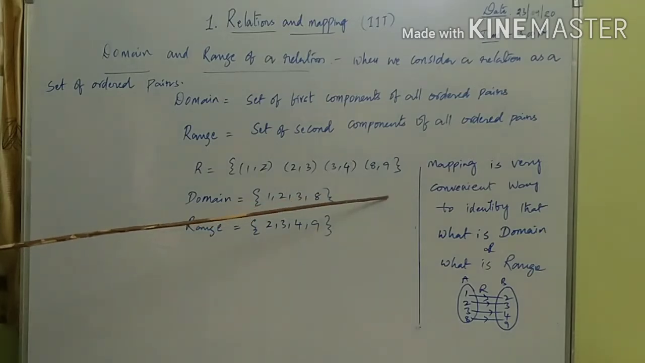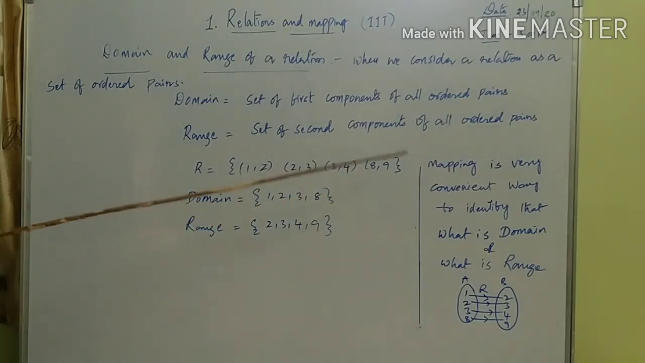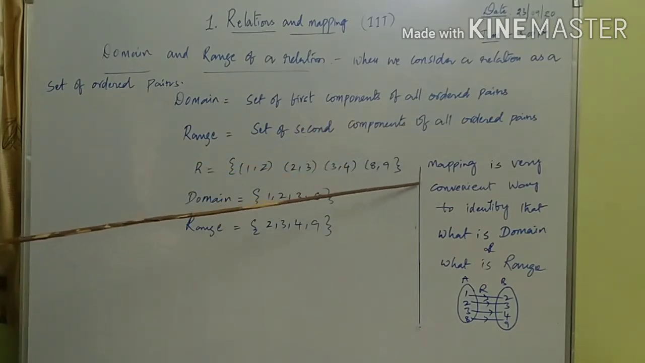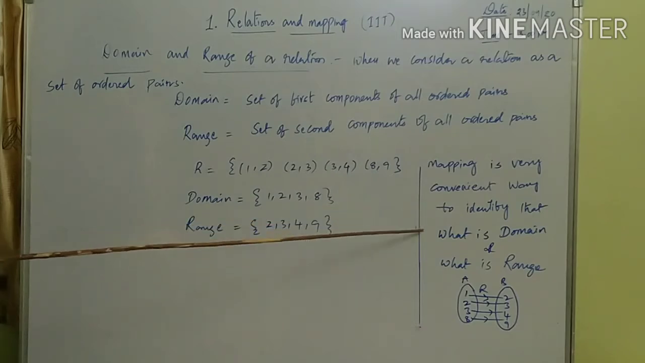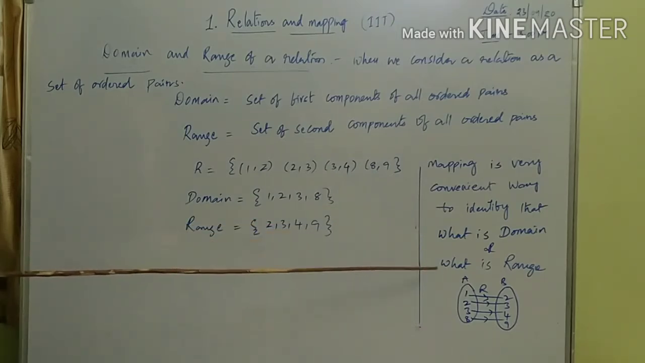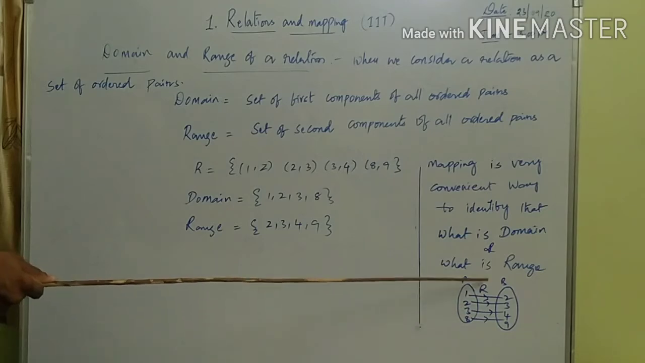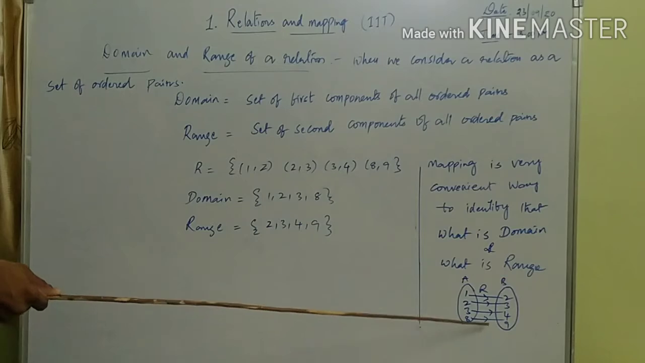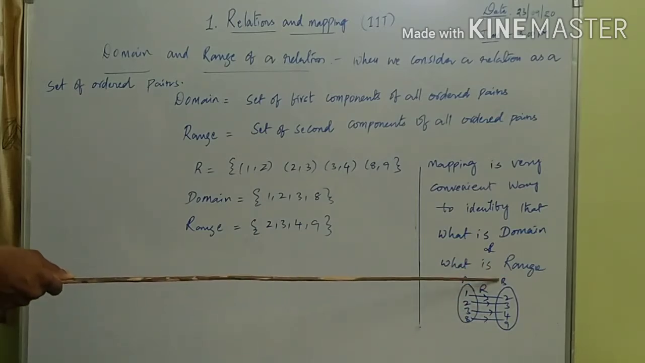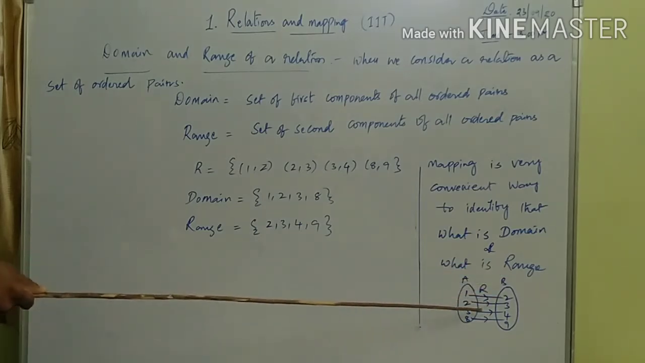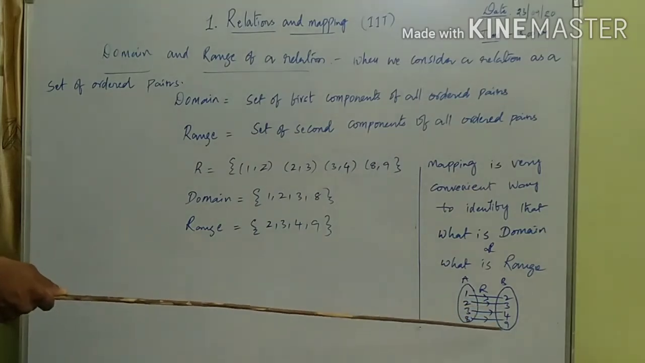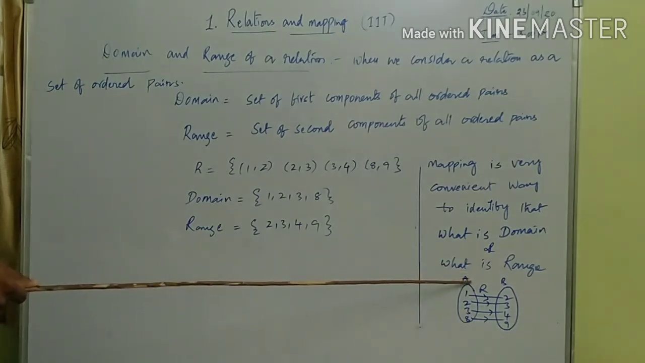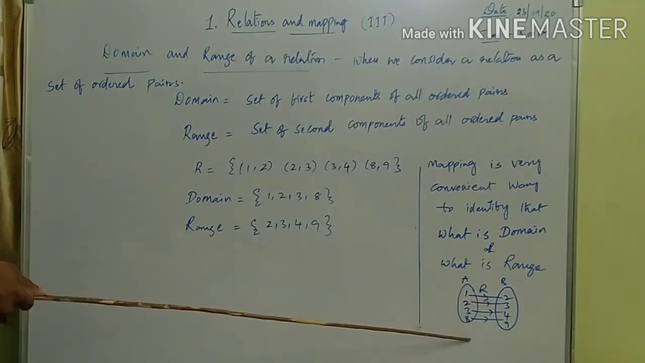So mapping is a very convenient way to separate the domain and range from ordered pairs, and to identify what is domain and what is range. Here domain is A and range is B. A is related to B. This is the relation between A and B. 1 is related to 2, 2 is related to 3, 3 is related to 4 and 8 is related to 9. So this is a very convenient way to easily identify the domain and range.